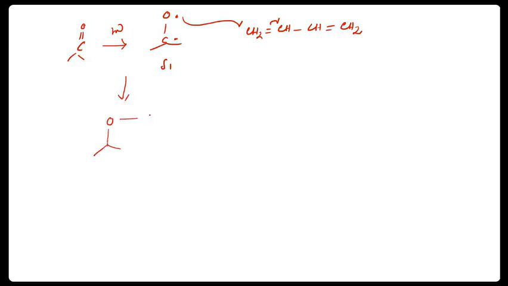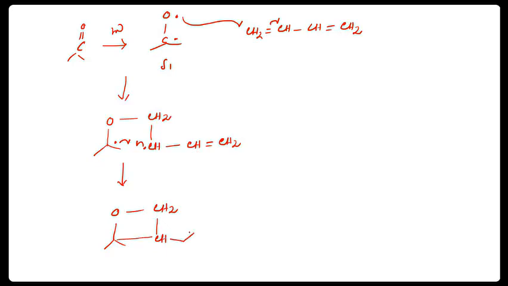Oxygen, CH2. This is CH dot, and here CH double bond CH2. Here we don't need any spin inversion, but it happens on the singlet state. CH2, CH, and in this fashion. Another thing may happen, I am just showing this part.